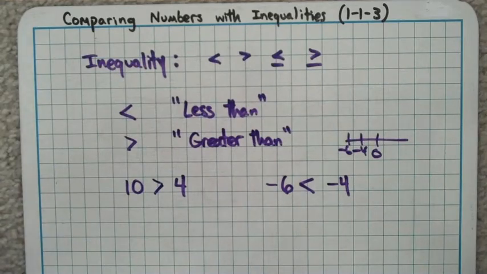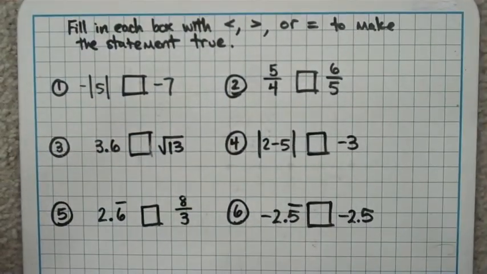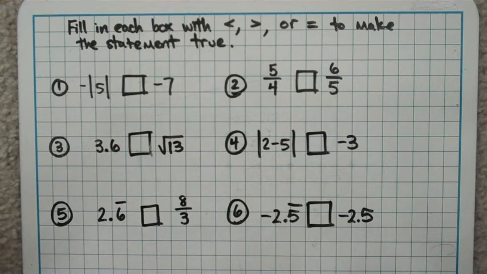I'm going to switch whiteboards here, and I want you to pause the video and try out these 6 problems for yourself, combining the stuff that you've been seeing with the absolute values, the square roots, and all that good stuff. So try these 6 out, pause the video, and then come back and see how you did.